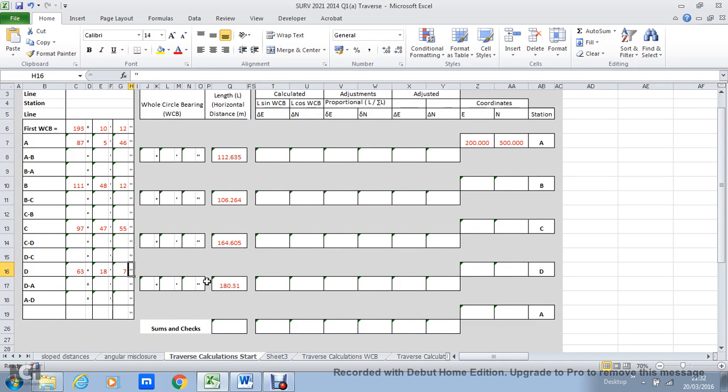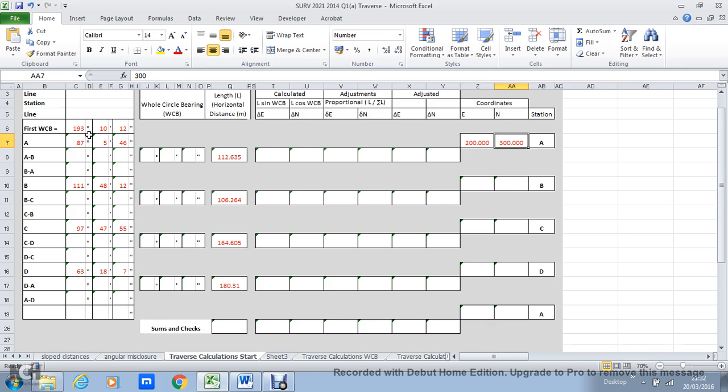So we have our distances, and we have the initial bearing of the first line, A to D. Then we have the corrected angle at each station. We have our corrected distances, and we have the initial point also here, the initial easting and northing for station A. Okay, so that's how we actually transfer the data into the form.